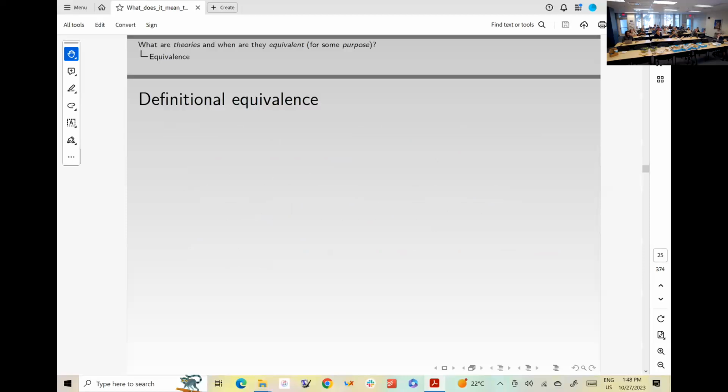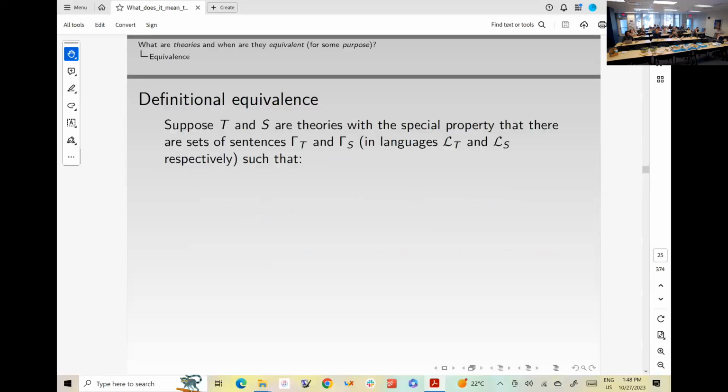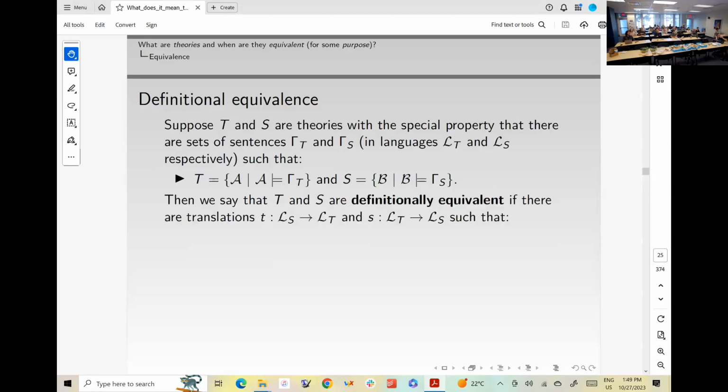Okay. So definitional equivalence. I'm going to describe how it works. Suppose we've got particularly nice theories, T and S, with the special property that they're generated by sets of sentences. So we've got gamma T and gamma S. So we're saying T is the set of structures satisfying gamma T, and S is the set of structures satisfying gamma S. This is common in mathematical logic. It doesn't seem very common in physics from what I can see, from a very external point of view.